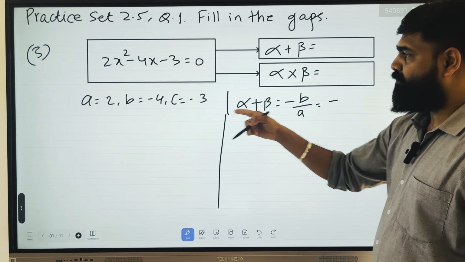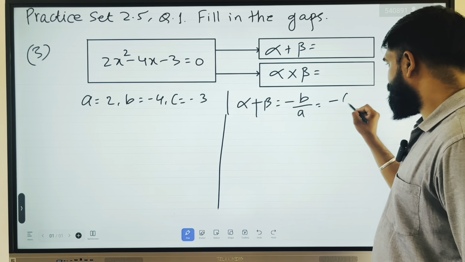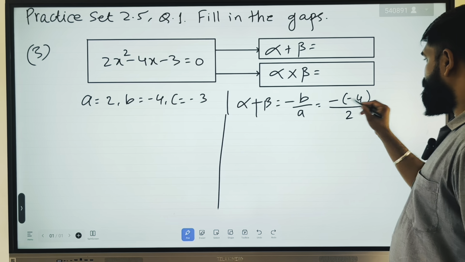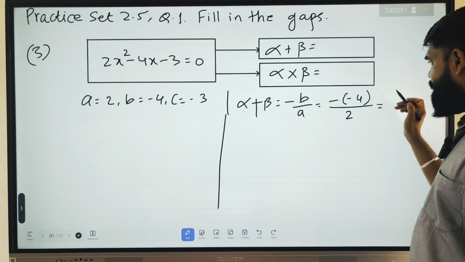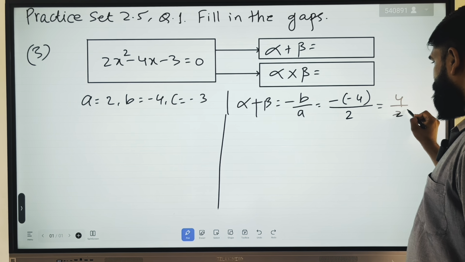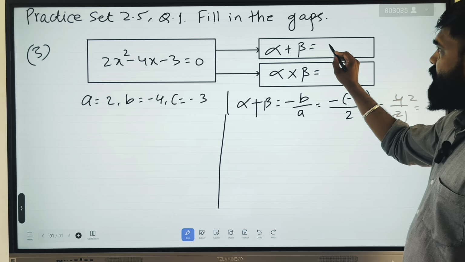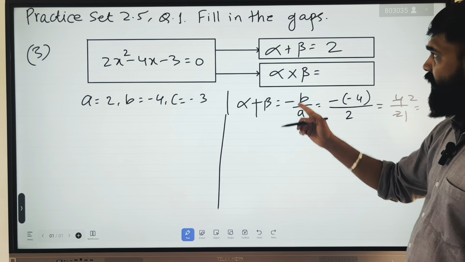So b is equal to -4, so -4 by a is equal to 2. Let us simplify this. This will become 4 by 2. So we can write the value of alpha plus beta is equal to 2. So this is the correct answer of alpha plus beta.